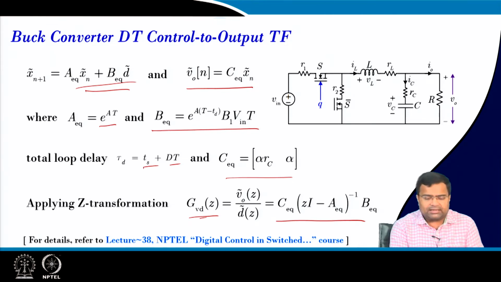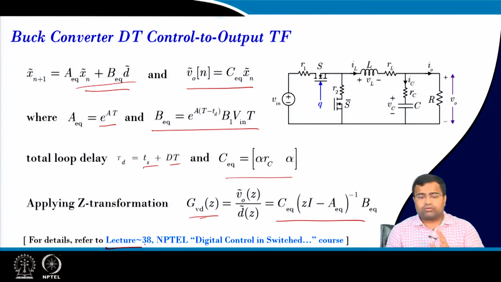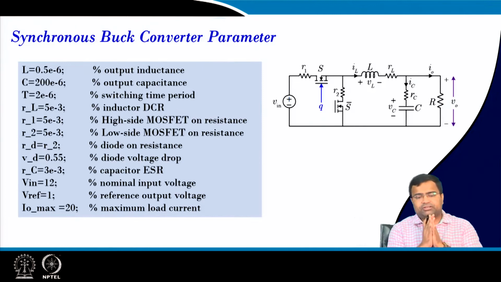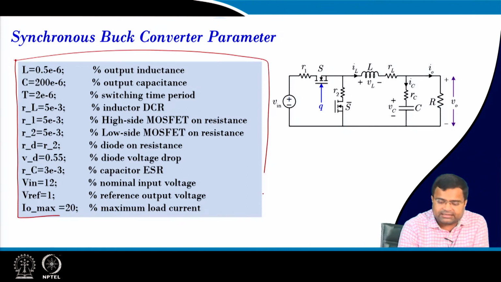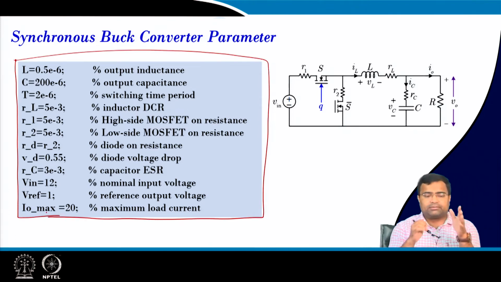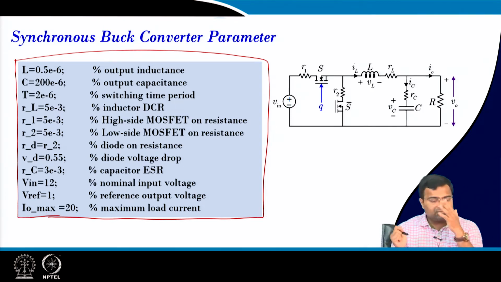We have discussed the discrete time small signal modeling in lecture number 38, so we are not going to repeat. Now, we have considered the synchronous buck converter parameters, which are these, and which we have considered for various other lectures. In fact, we have also discussed in lectures 35 and 36 the large signal model validation. So, we have identified that our discrete time model is accurate and it can exactly capture the cycle by cycle behavior of the switch simulation.